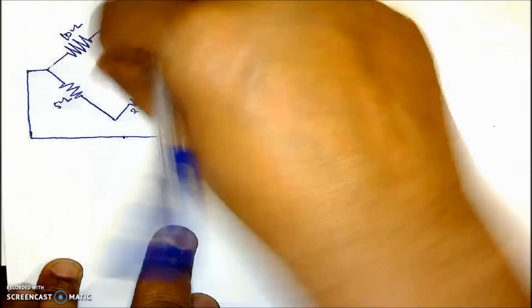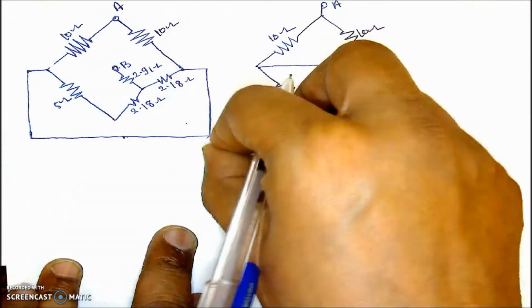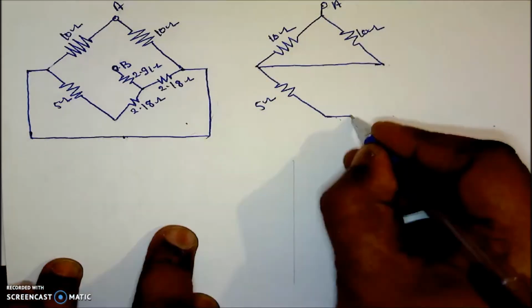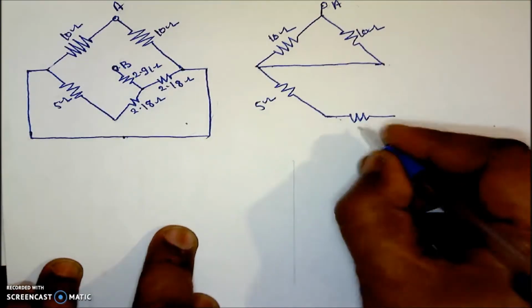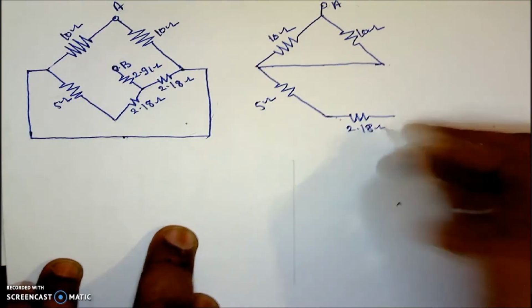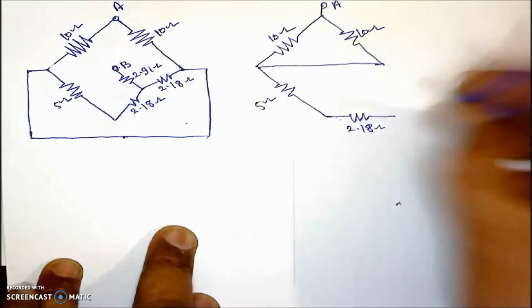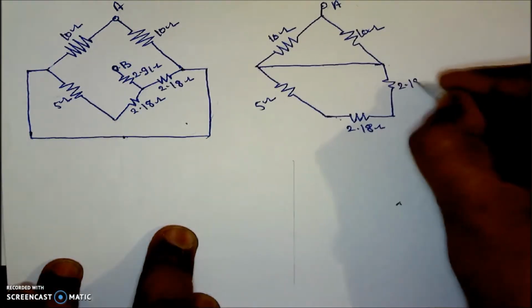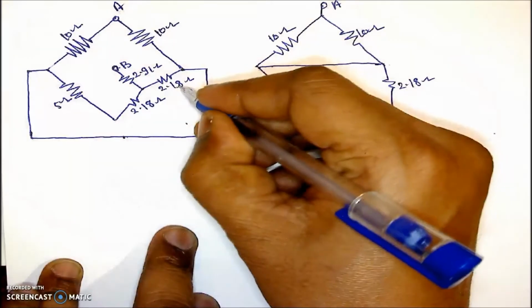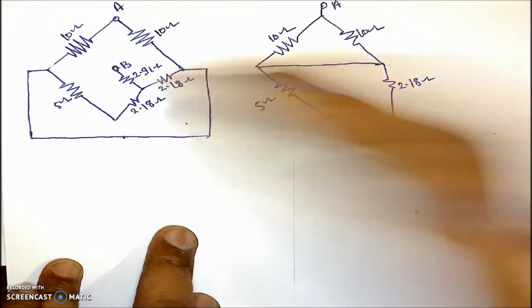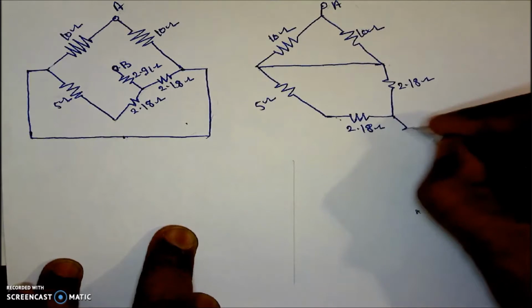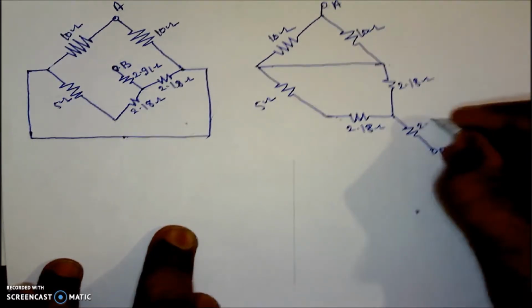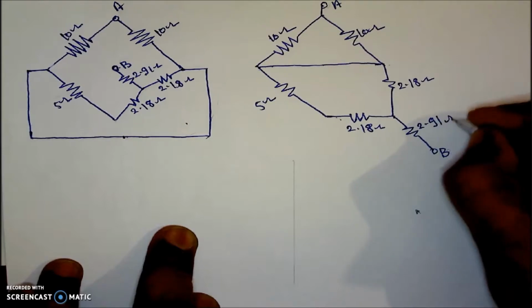Then I will take this B terminal outside. In that case, 2.18 ohm will be something like this. And here, this 2.18 ohm will be here. This is 2.18 ohm. And finally, 2.91 will be somewhere here. This is B terminal. Here it is B terminal. And this resistance will be 2.91 ohm.